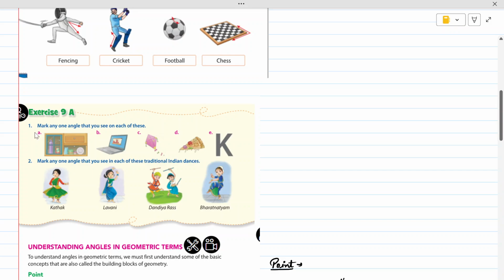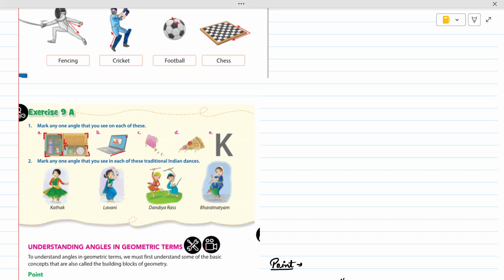Now let us pick up this exercise 9A. The first question says, mark any one angle that you see on each of these. So kids, I am marking the angle in red here. We see this angle, this is also an angle. So at the corners we have angles, and here also, here also, here also, in the window pane also we have many angles here.